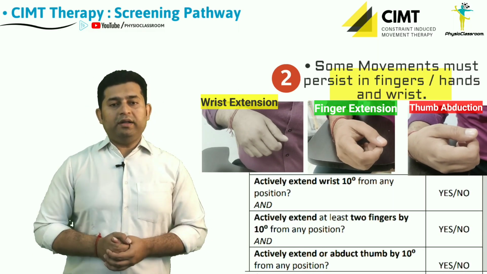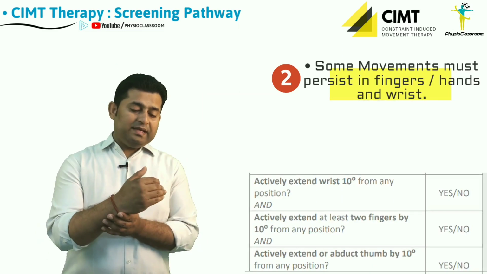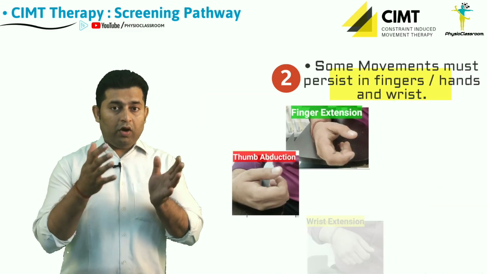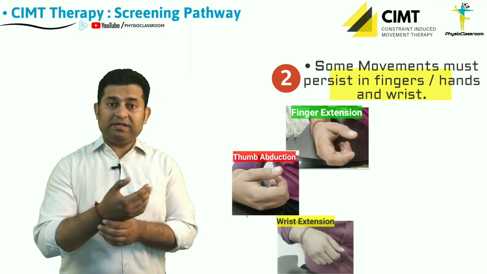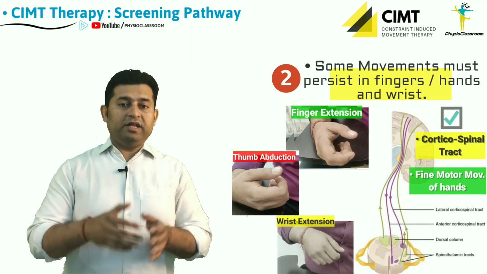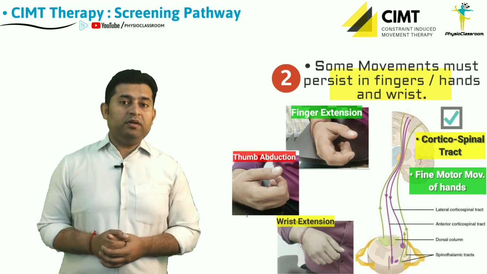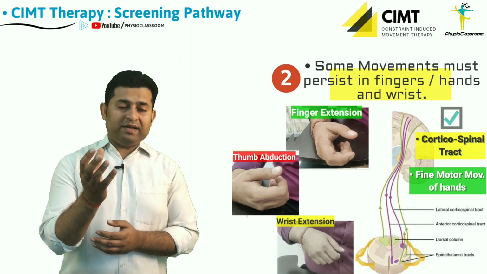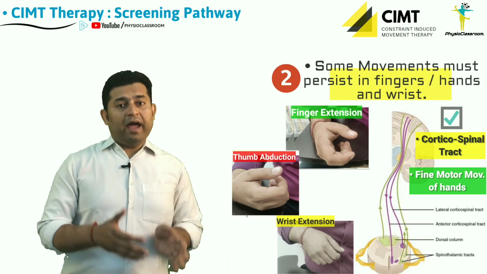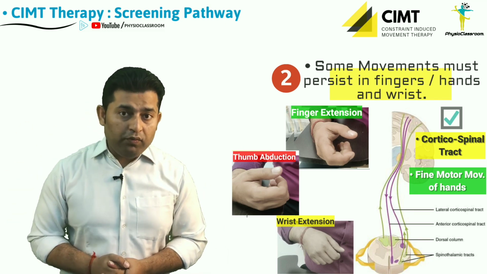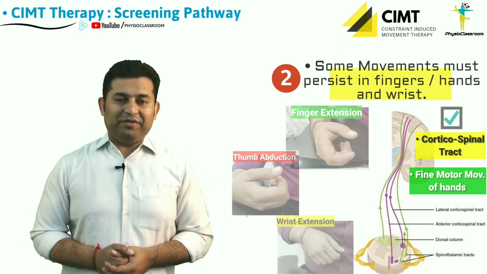Now, it is important that the physiotherapy students understand why these three movements have been chosen. The presence of intact wrist extension, finger extension, and thumb extension movements indicates the preservation of the corticospinal tract, which is responsible for performing the fine dexterous movements by the hand, and therefore such patients have high potential to improve their upper limb functions and use them for daily activities.